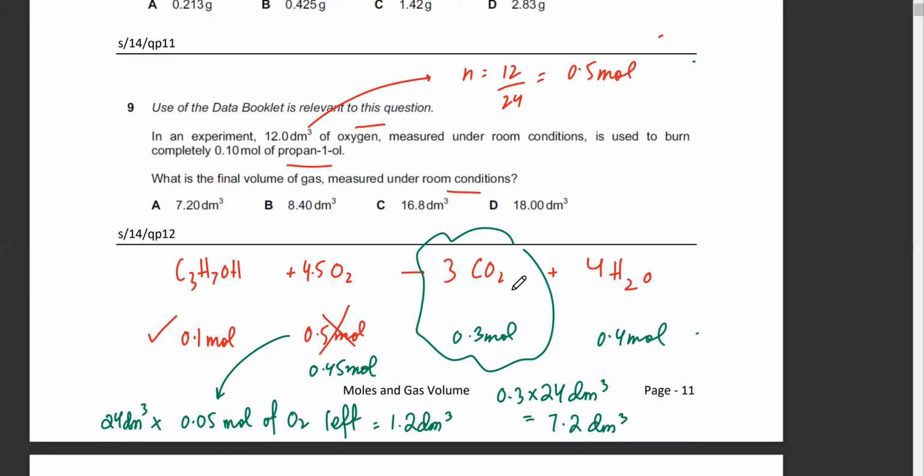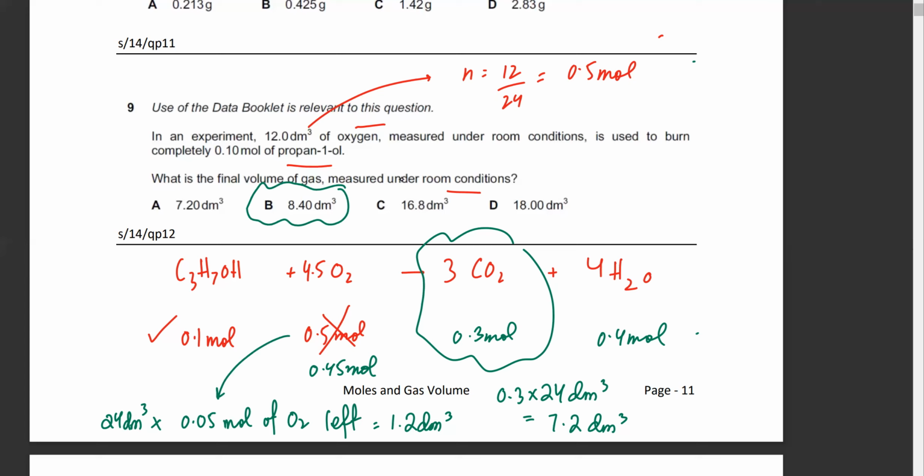So as a product, you had carbon dioxide, which was 7.2 dm cube. Plus there was some leftover oxygen as well, because not all of it reacted. It was in excess. Only 0.45 reacted. 0.05 was still left at the end. And their volume, if you multiply by 24, is 1.2 dm cube. So you add them up, the final volume is going to be 8.4 dm cube. Okay, is this question clear?